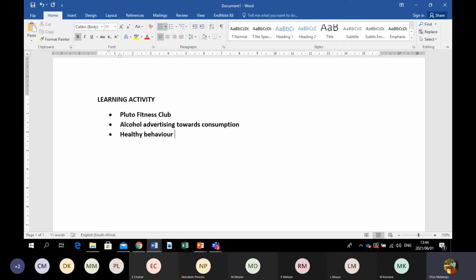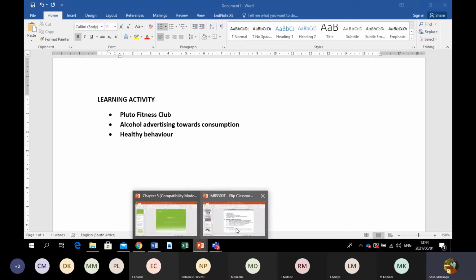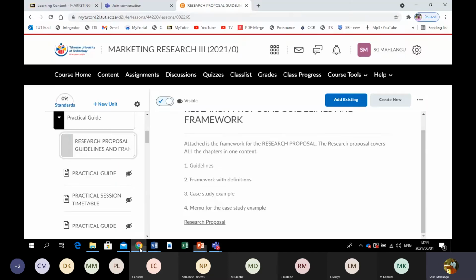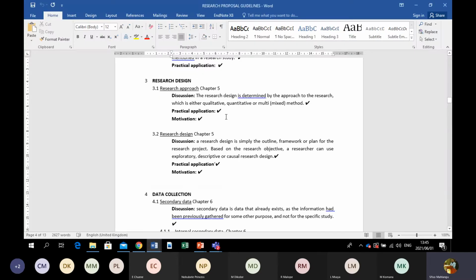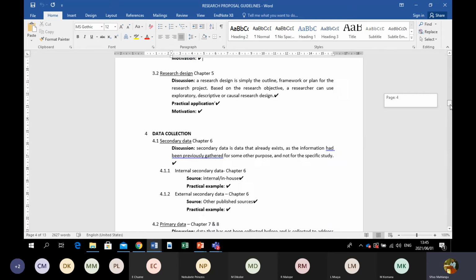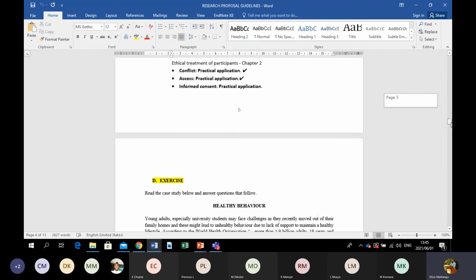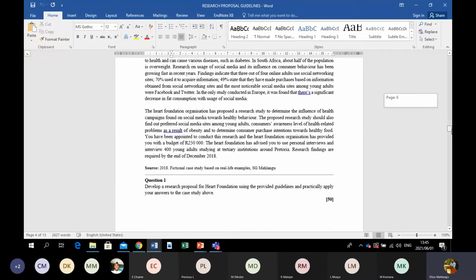So let me tell you where you get this case study, because it's a case study that we have to use today. Remember, you have to go to Brightspace once again, and then under practical guide, download the research proposal. This is where I clicked to download it, and it's open right here. So this is our research proposal. We need to put the answer for a research approach regarding that. The case study of healthy behavior is in that document. It's the written exercise, healthy behavior.